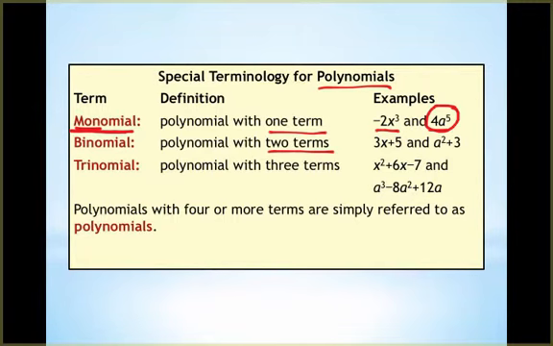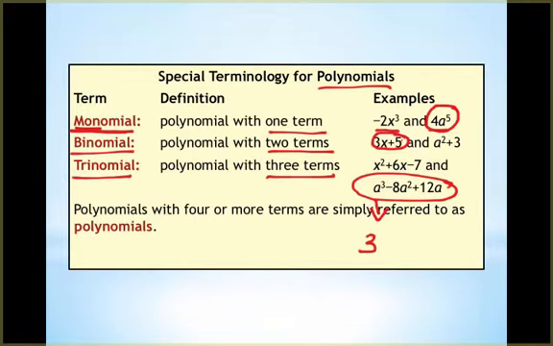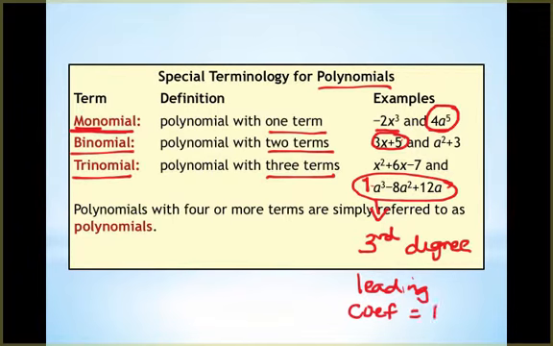If your polynomial has two terms, it's called a binomial. Those would look like 3x plus 5 or a squared plus 3. And a trinomial has 3 terms. Let's look at this last example. We would call that a trinomial because it's 3 terms. We would say it's a third degree trinomial because the highest exponent in there is a 3, and the leading coefficient would be a 1, because remember, it's understood that if a variable doesn't have a number in front of it, there's a 1 there. So our leading coefficient would be 1.